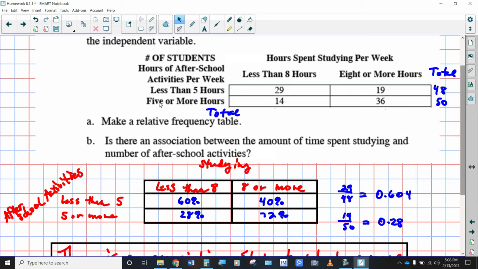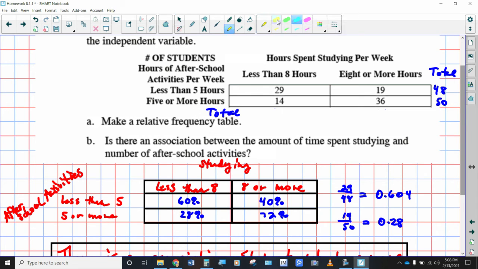You take the ones who had 5 hours or more of after-school activities, like maybe they're involved in clubs or sports or something along those lines. 14 out of the 50 studied less than 8 hours, and 36 out of the 50 studied more than 8 hours. So that's 28% versus 72%.